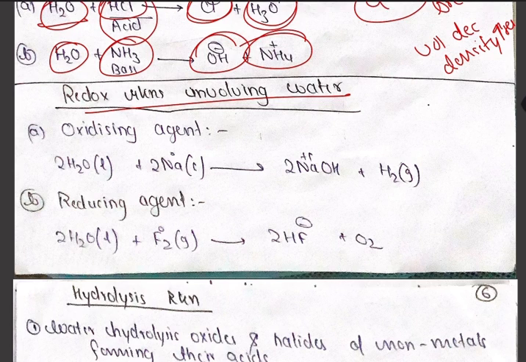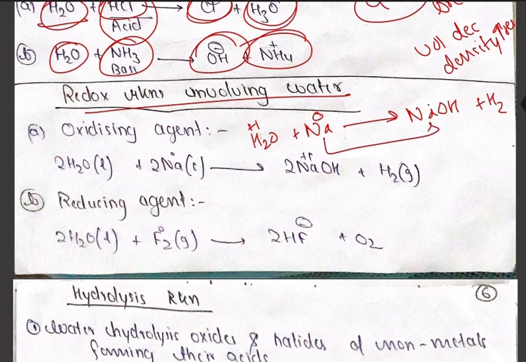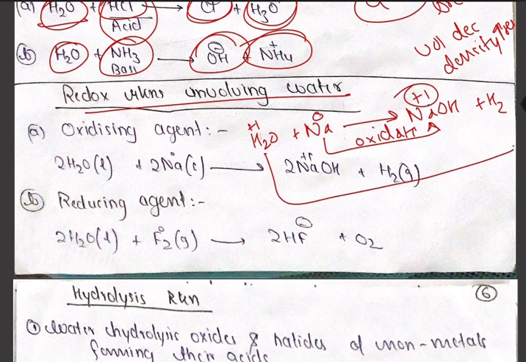Water acts as an oxidizing agent as well as a reducing agent. In this reaction, water plus sodium, where sodium is in the zero oxidation state, forms sodium hydroxide plus H2. Here hydrogen in water is in the +1 oxidation state and sodium is in the 0 oxidation state. Sodium goes to +1 oxidation state, so it gets oxidized, and the hydrogen of water goes to 0, so it gets reduced. Water undergoes reduction and acts as an oxidizing agent, and sodium undergoes oxidation.